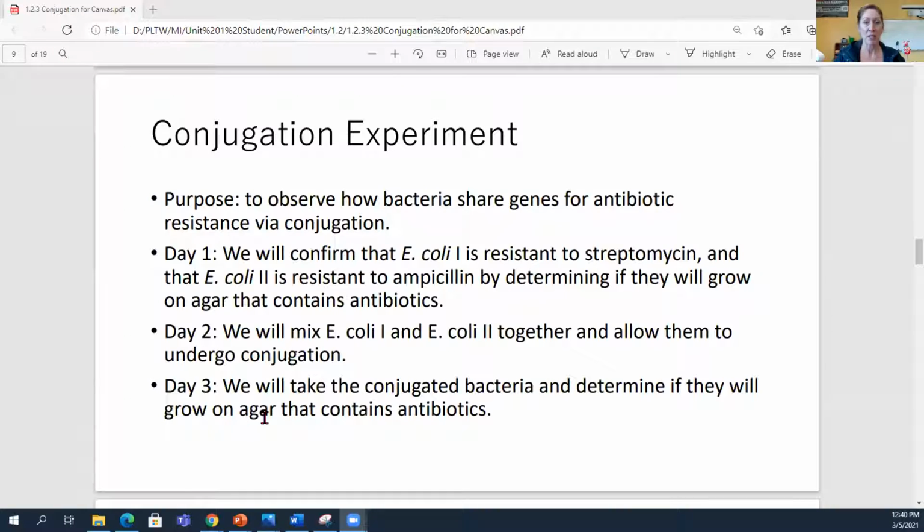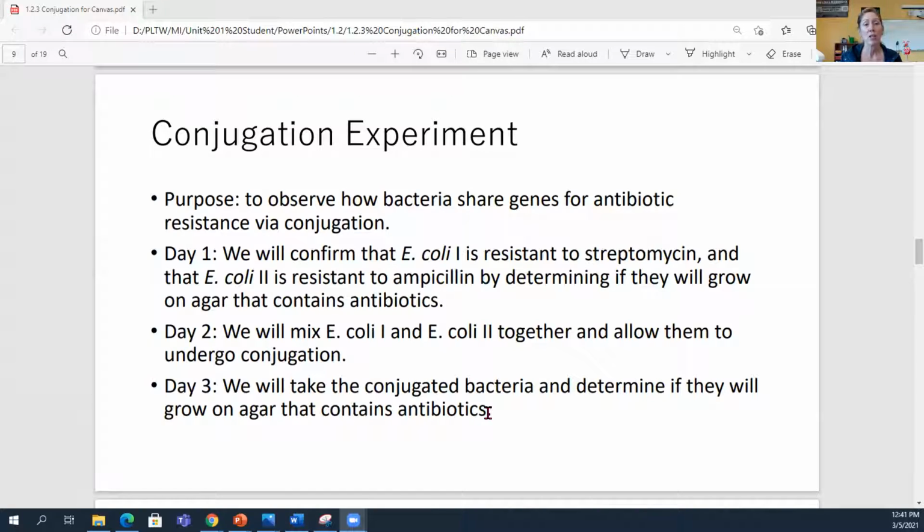Okay, so the purpose of this experiment is to observe how bacteria can share genes for antibiotic resistance via conjugation. We're going to be dividing this experiment up into 3 days. In day 1, we would be growing the bacteria on plates of agar that contain the antibiotics that they're supposed to be resistant to, and then allowing them to incubate and confirm that the E. coli strains showed the type of resistance that we were told they would. So we'll call those the confirmation plates.